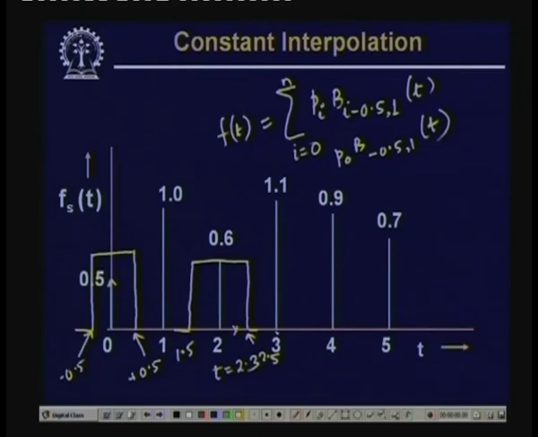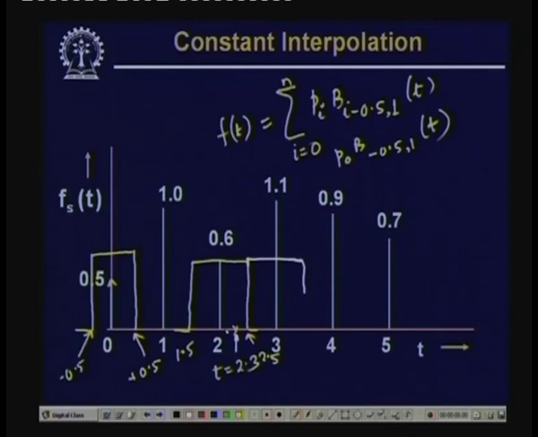To find out the contribution of P 3 which is equal to 1.1, here again you can see that to find out the contribution of this particular point, the corresponding B-spline function, that is B 2.5 t, is equal to 1 in the range 2.5 to 3.5, and it is equal to 0 outside. So, even P 3 does not have any contribution to this particular point t equal to 2.3.